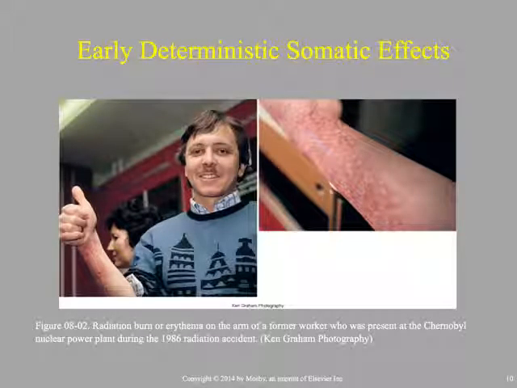So here is an example from our textbook of a fellow in an awesome sweater, which I would love to have his sweater. But he sustained a significant erythema to his forearm. That is not from exposure to fire or anything. That is simply radiation that he was exposed to as a result of the nuclear power plant accident at Chernobyl.